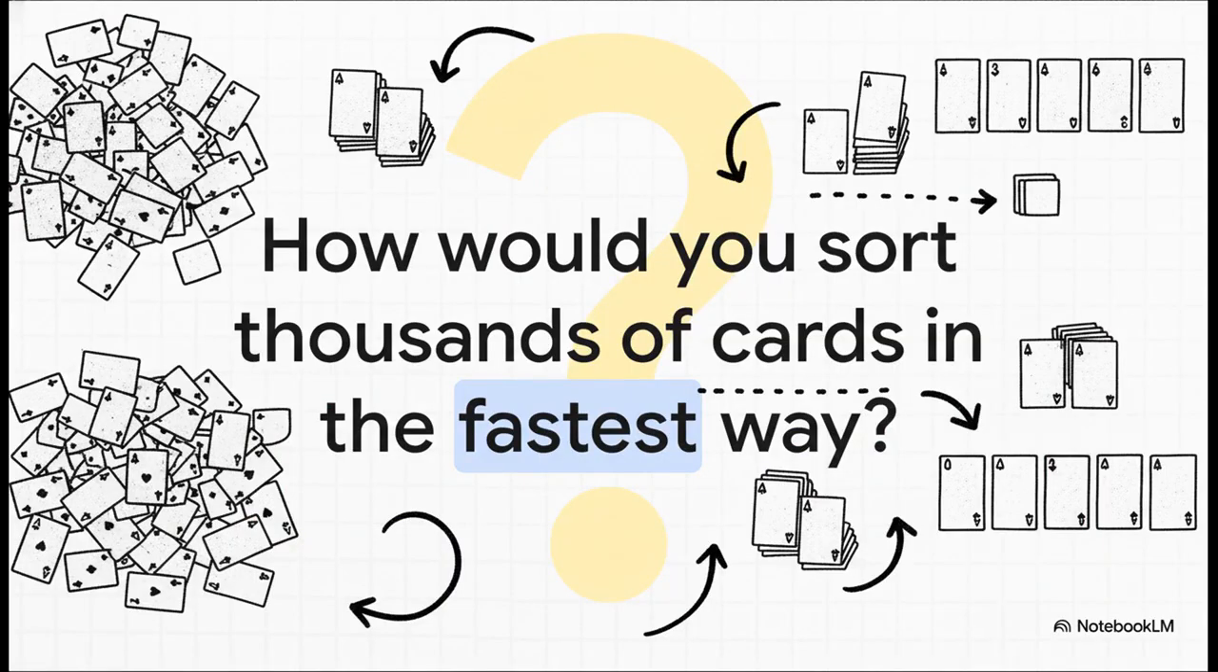But first, let's try a little thought experiment. Picture this. I hand you a deck of 1,000 playing cards, all shuffled up. What's your strategy to get them in order, fast? I mean, would you go card by card, compare pairs, maybe split the whole deck into smaller piles? This exact puzzle is what sorting algorithms are designed to solve. And as you're about to see, the strategy you pick makes a huge difference.